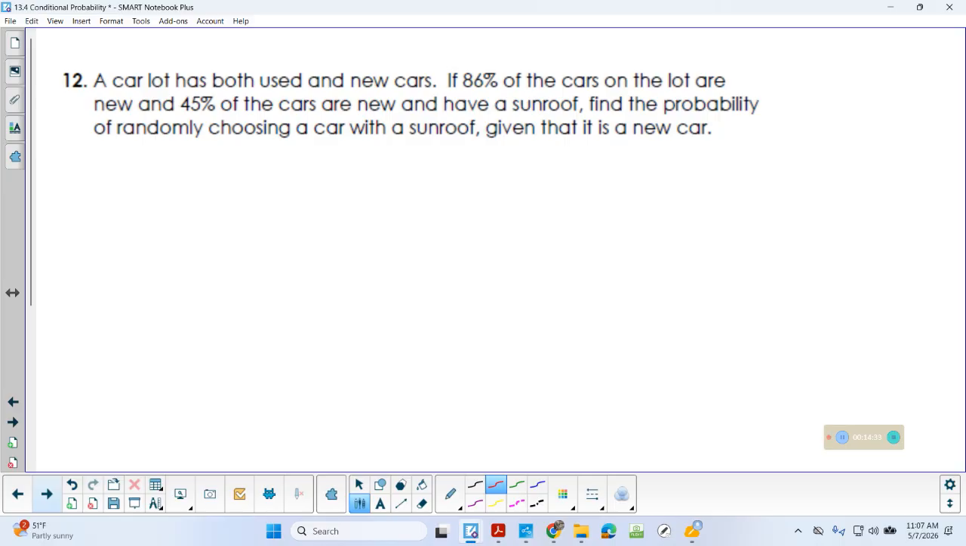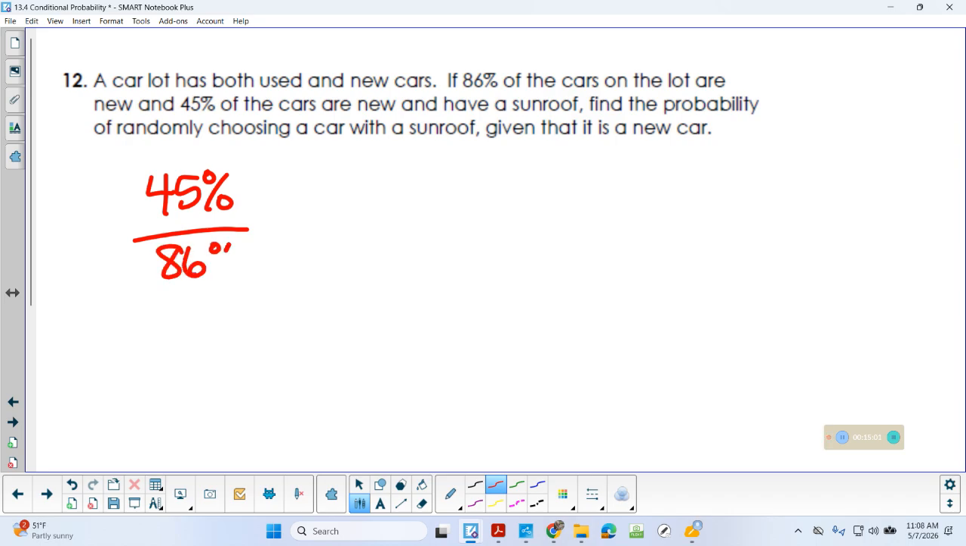All right, a car lot has both used and new cars. If 86% of the cars on the lot are new and 45% of the cars are new and have a sunroof, find the probability of choosing a car with a sunroof given that it's new. So what's the probability it's new and has a sunroof? 45%. And then obviously the probability for the bottom is going to be our 86%.